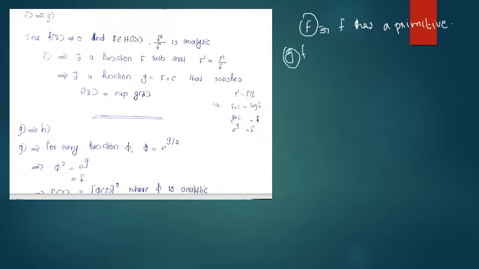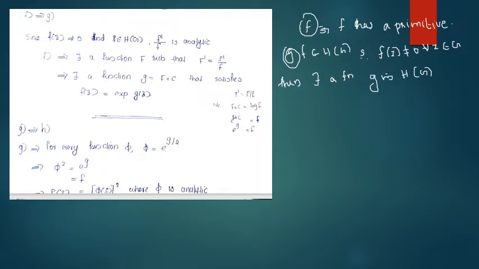such that f never vanishes on G, that is f of z is not equal to 0 for every z belongs to G. That means f does not vanish on G. Then there exists a function g in H of G such that f of z equals exponential of g of z. This is what we need to prove.